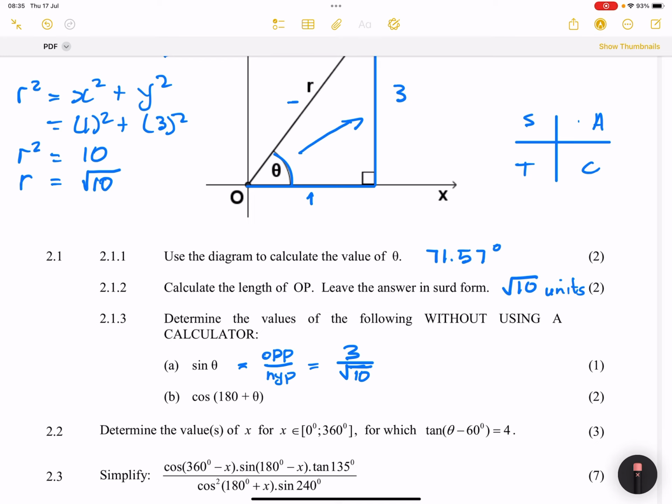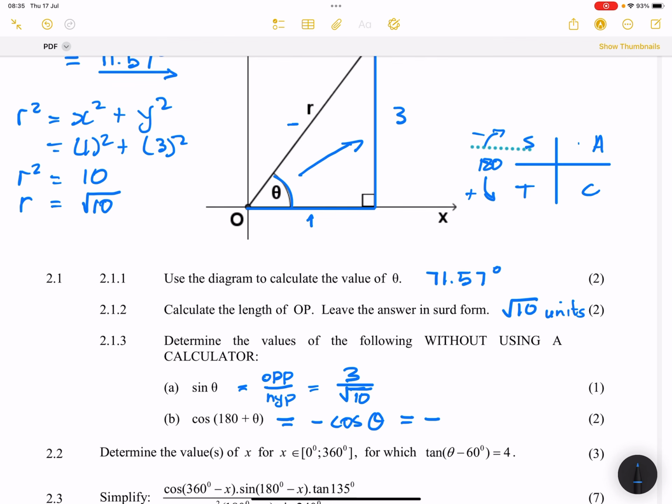So here's 180. If I say 180 plus, it's over there. If I say 180 minus, that's in the second quadrant. So in the third quadrant, I know that cosine would be negative. So this is the equivalent of minus the cos of theta. But in this case, what is cos theta? Cos theta is x over r, or adjacent over hypotenuse. That would be 1 over root 10. So that would be negative 1 over the square root of 10.